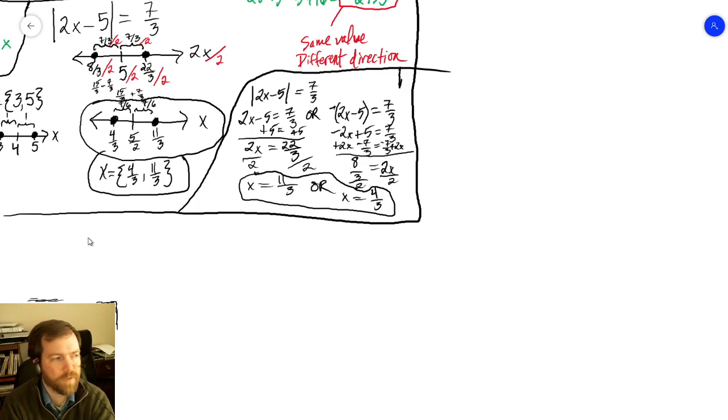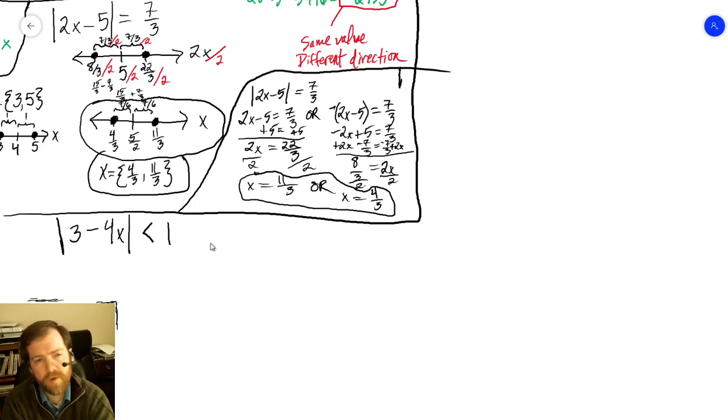All right, so what if we trade stuff around? What if we put fractions in? What if we do all sorts of stuff? Doesn't much matter. So absolute value of 3 minus 2x. Let's do a more interesting one, 4x is, let's do less than 1. Okay.